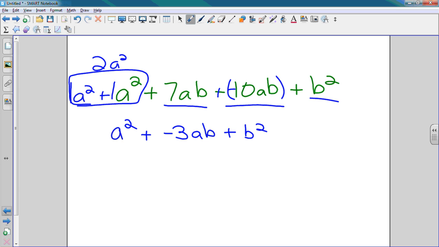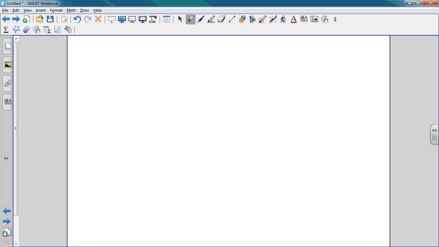Okay? Any questions? Let's do one more example. Multiplying is a whole other animal. We're just adding and subtracting right now. That's it. Adding and subtracting.